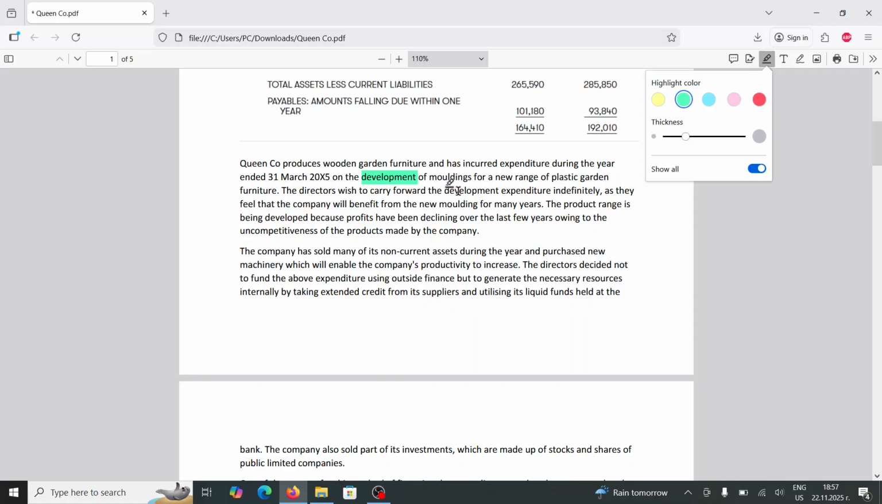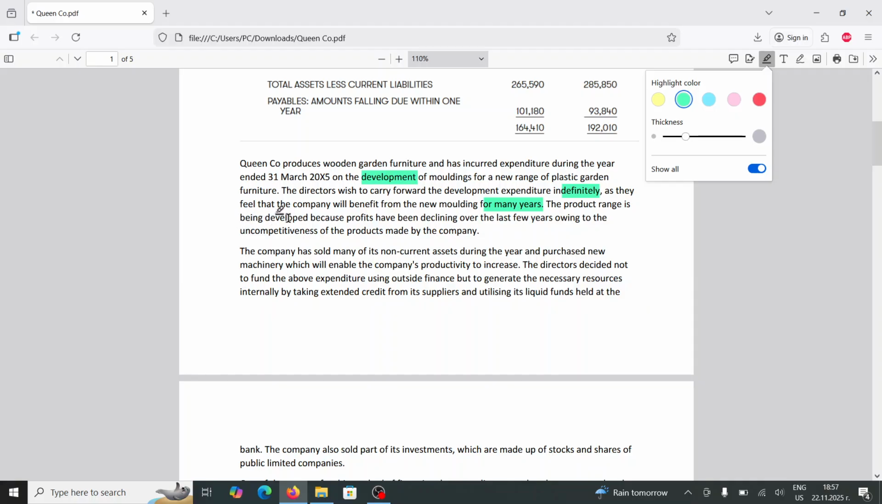So the directors wish to carry forward the development expenditure indefinitely, as they feel that the company will benefit from the new moldings for many years. However, just because it's many years does not mean that it needs to be indefinitely. So definitely here we should highlight that there seems to be something that does not sound very rational. Okay, if it doesn't sound rational, then there is a higher risk of misstatement.